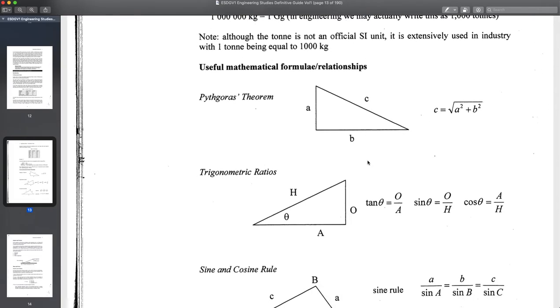Now, I've already mentioned Pythagoras' theorem and trigonometry ratios. You should be familiar with these. If you are not, you need to let me know. I will usually have a test early on just to make sure that I can identify people who have problems with trig ratios.